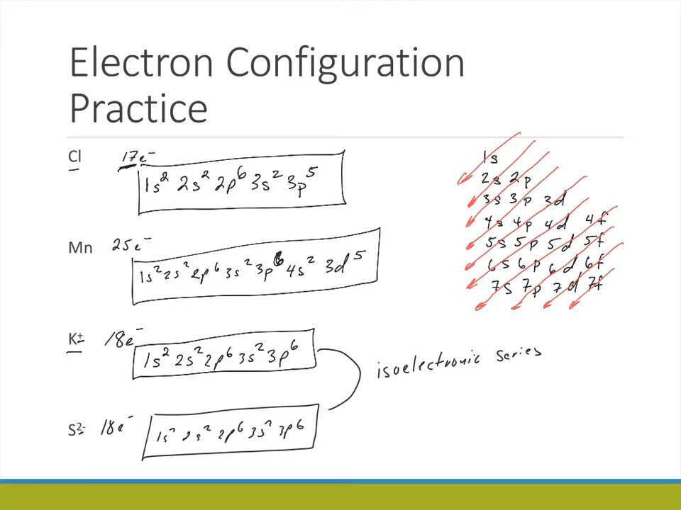series. You may notice, if you take a look at the periodic table, that the potassium ion, the sulfide ion, the chloride ion, and argon all have the same number of electrons, 18. They would all have the same electron configuration, 1s2, 2s2, 2p6, 3s2, 3p6. This would be the isoelectronic series.